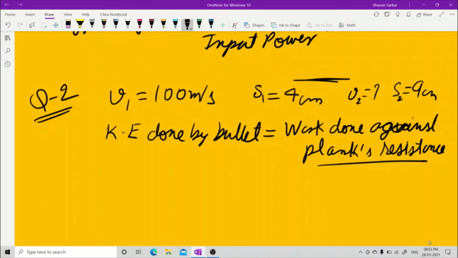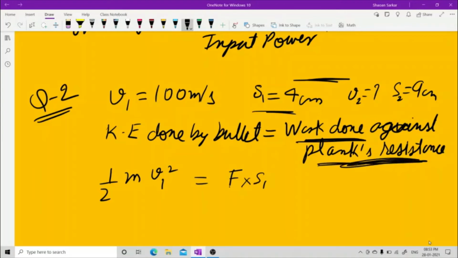See, this is half m v1 square is equal to the work done against the force, which is force into distance. So force into S1 distance. Now the next one is half m v2 square is equal to the same force F into S2. Now divide these two equations.